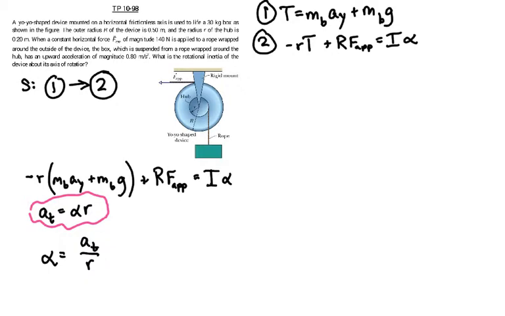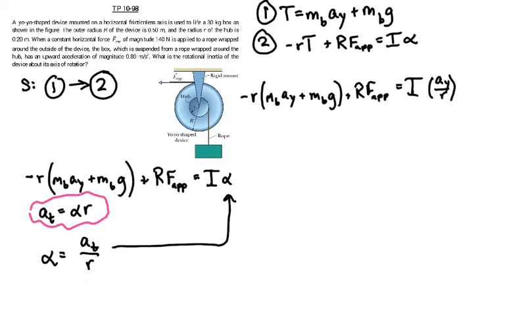So we can apply that to our Newton's second law for rotation analysis. Now we have an equation that we can manipulate algebraically to solve for our objective variable, the rotational inertia. So go ahead and pause the video. I want you to attempt to do it yourself, and then once you've done so, resume the video and see how you did.